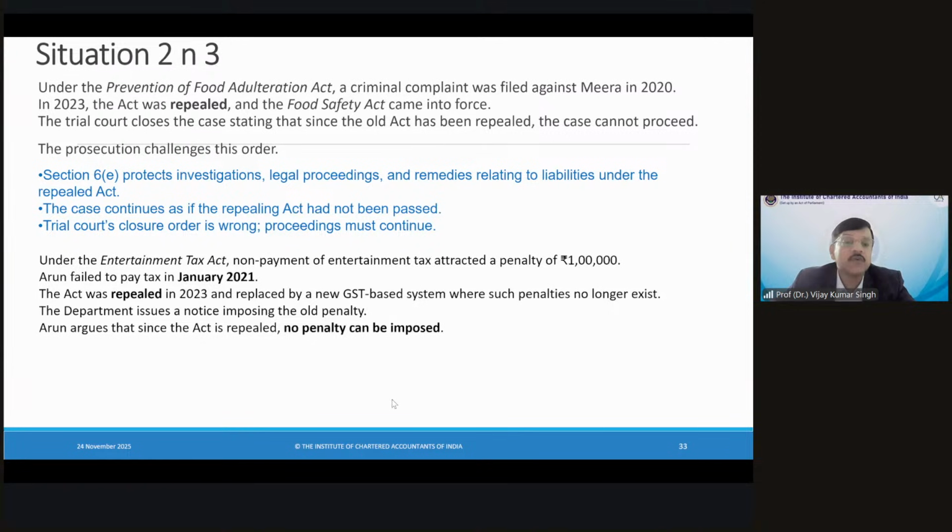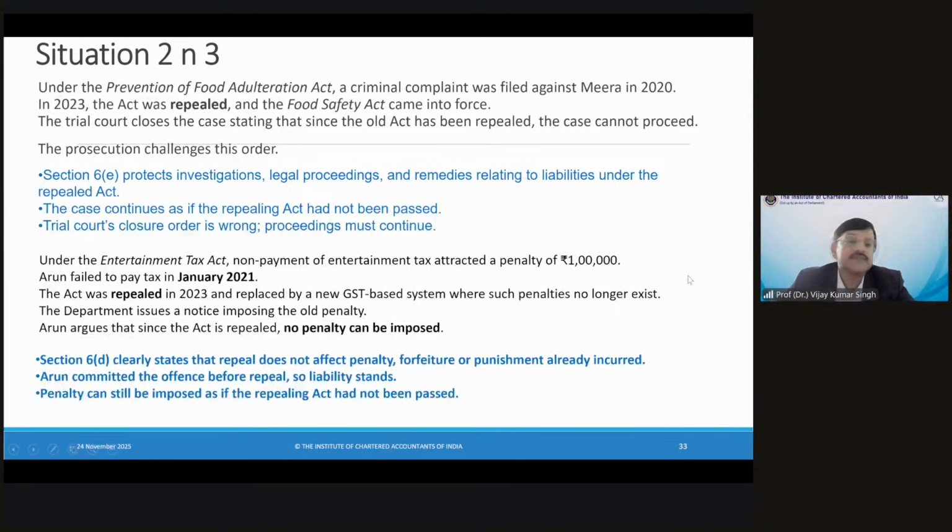Fine. So in this case, thank you for your inputs. Section 6D clearly states that repeal does not affect penalty, forfeiture or punishment already incurred. Foreign committed the offense before repeal, so liability stands. Penalty can still be imposed as if the repealing act had not been passed. So this is how you interpret the terms of repeal. Am I clear?